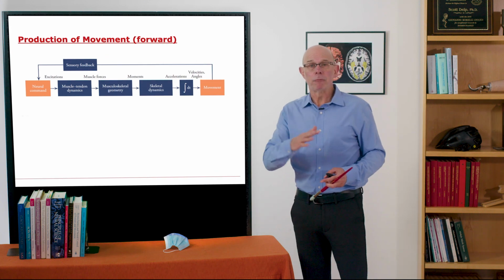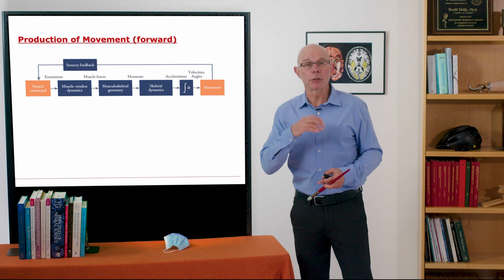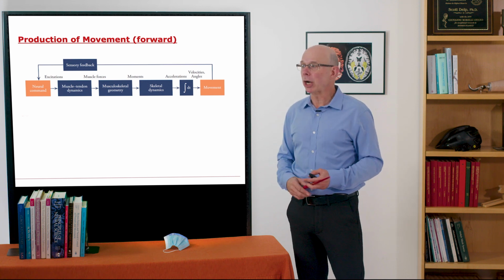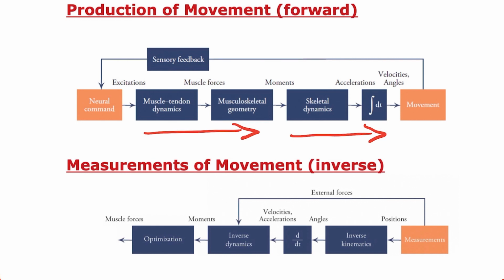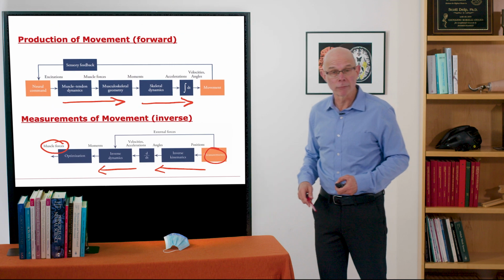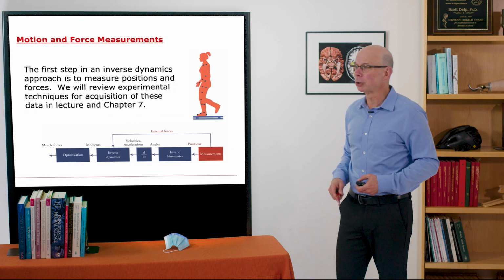So we call this forward dynamics, and that is the flow of events that happen in production of movement. We call it forward because the forces are causing motions. But we also use a process called inverse dynamics. In inverse dynamics, the broad picture is that we measure a motion and then we go backwards to induce what the forces must have been to produce that motion. We'll also cover inverse dynamics in this approach.